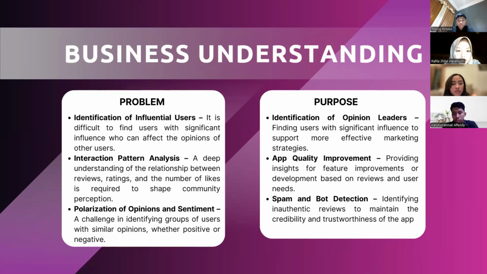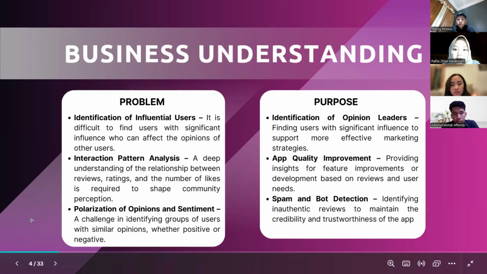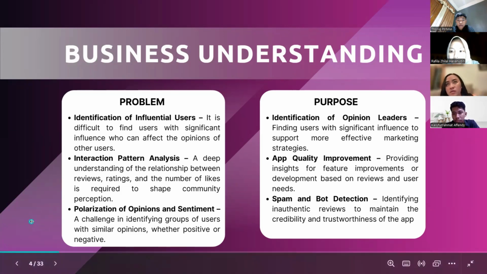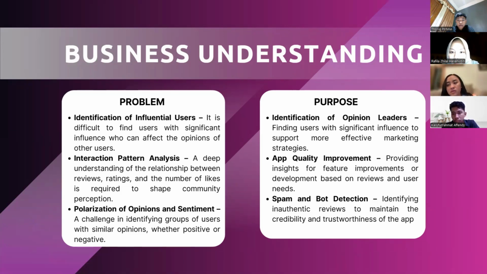Now it's about business understanding. The data we use comes from Instagram application users, including username, review, rating, date, version, and number of likes. This data represents the interaction and opinion of users towards the app, reflected in reviews, star ratings, and the number of likes each review received. To this data, we apply social network analysis to understand the dynamics of social relationships among users and identify interaction patterns that influence the perception of the Instagram app.